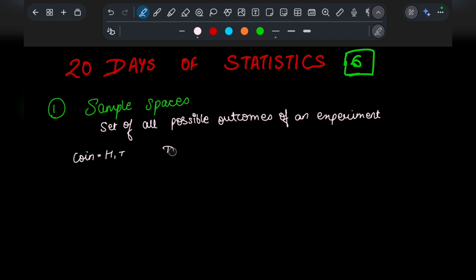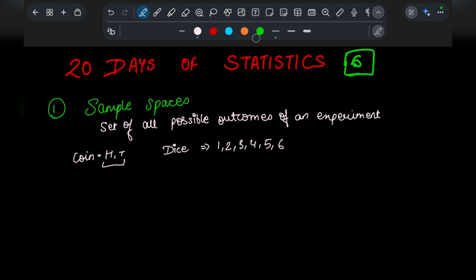And when you roll a dice, what do you get? You get 1, 2, 3, 4, 5, or 6. So for the coin, the sample space is heads and tails, and for a dice we have 6 outcomes, that is 1, 2, 3, 4, 5 and 6.